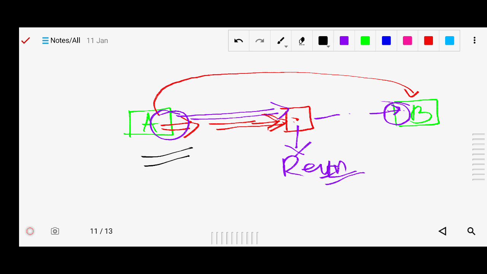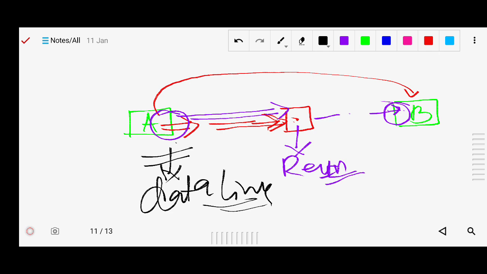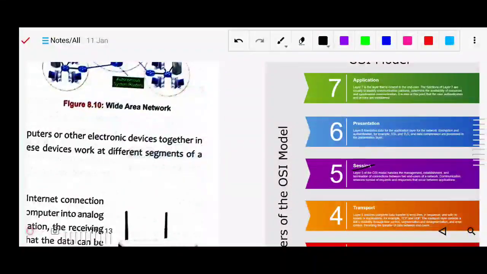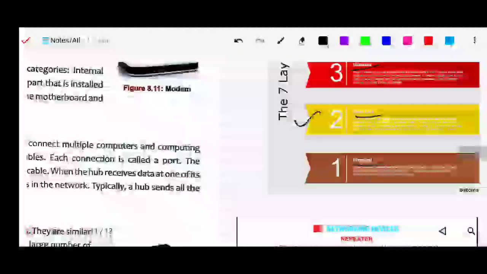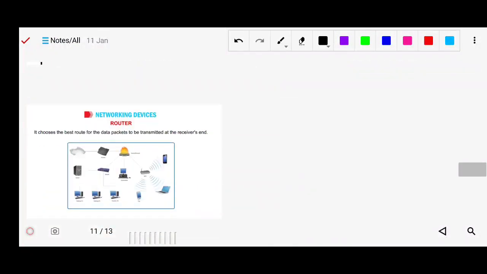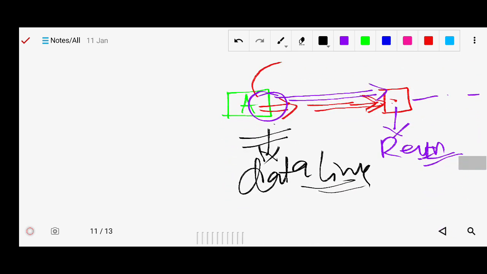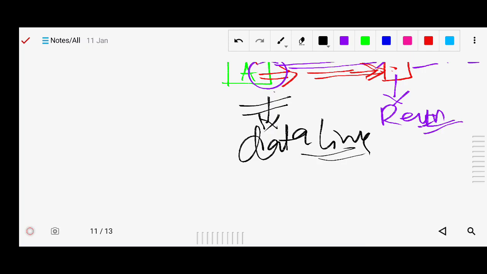Actually, this repeater is used in which layer? Data link layer. So what is the data link layer? Just now I told you, in this OSI model there are the physical layer, data link layer, network layer, session layer, presentation and application layers, and all these layers have their own work. Likewise, these repeaters work on the data link layer. A repeater regenerates the original signal. How does it work? Simple, it regenerates the signal. The strength of the signal has to be maintained.